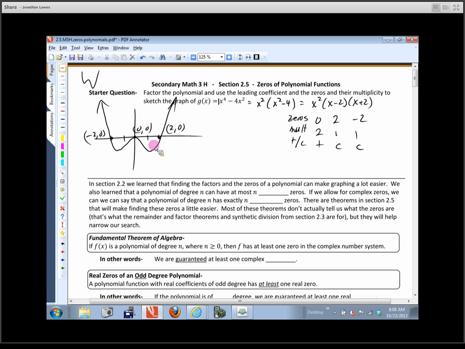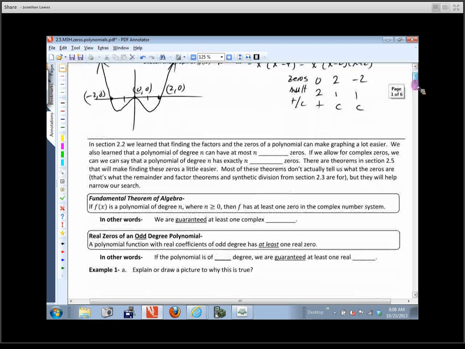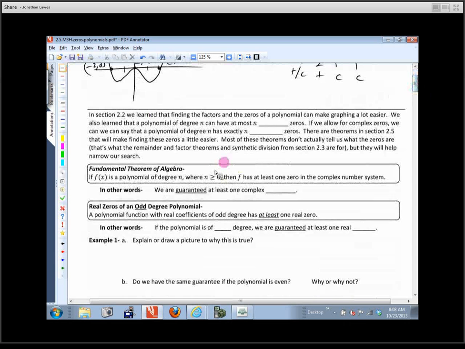Okay, and in 2.2 there were a couple other things that we learned. So let's kind of remind ourselves of those. We learned that factoring the polynomial, and the factors and the zeros, can make graphing it a lot easier, which is what we just demonstrated there.